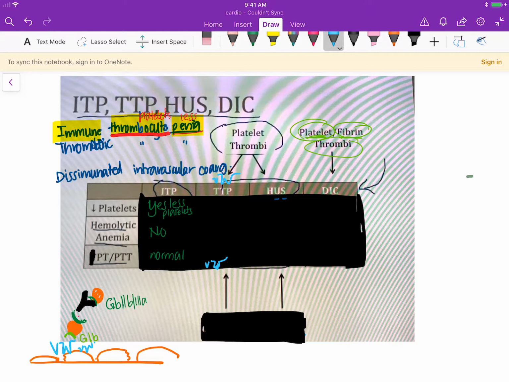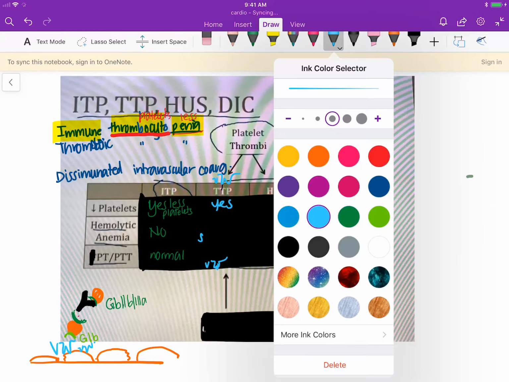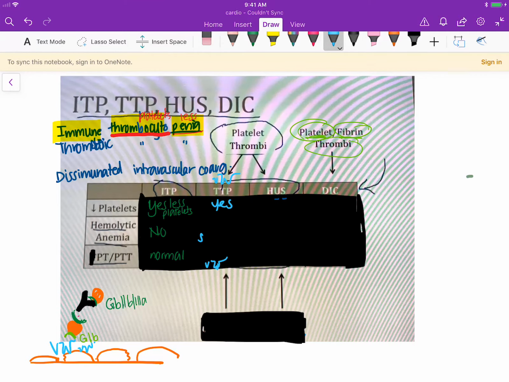Not good. So what eventually is happening is obviously they're going to use up all the platelets because these platelets are making this big clot. So are you going to have less platelets? Yes. Are you going to have anything with the hemolytic anemia? Yes, because remember that you're going to have schistocytes. Let's spell this correctly. Schistocytes.